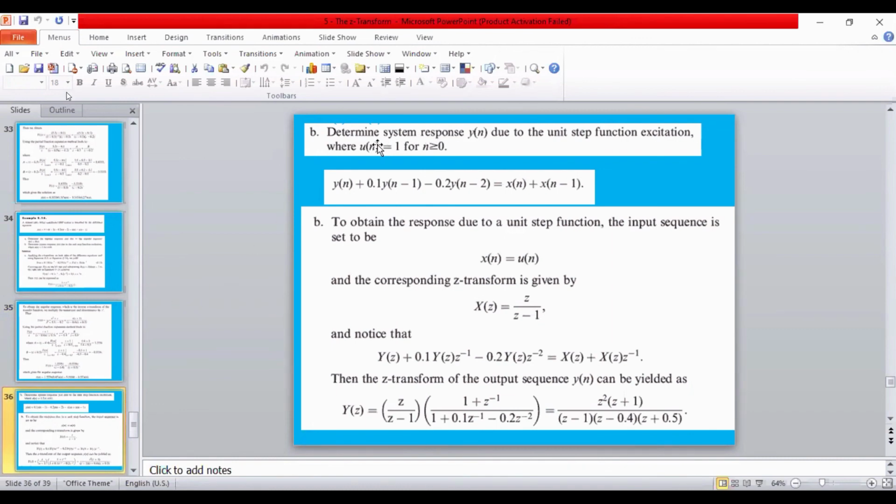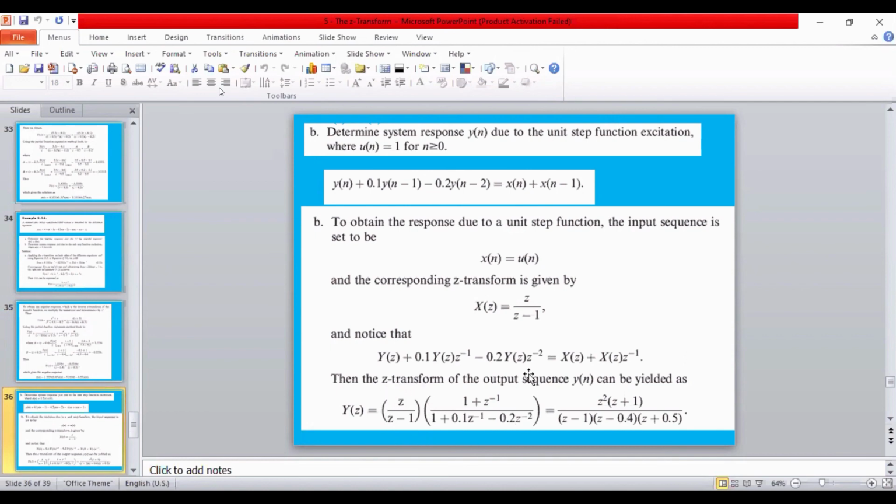This time we apply, instead of x, the unit step. Now, instead of 1, remember, the unit step has a Z transform that we take from the lookup table. And that's why this term pops up in front.